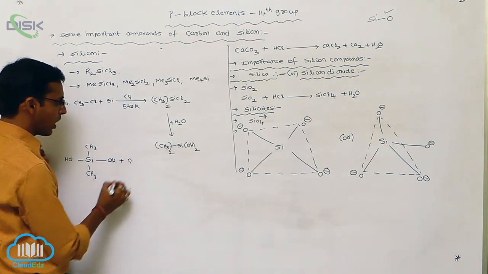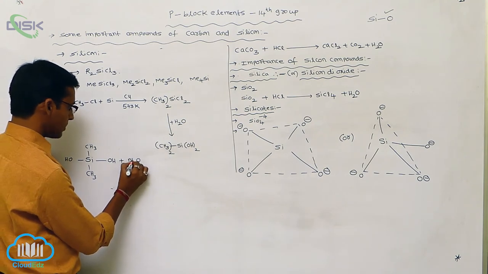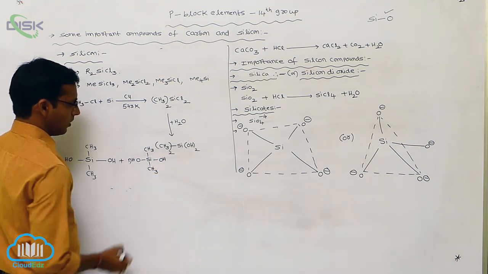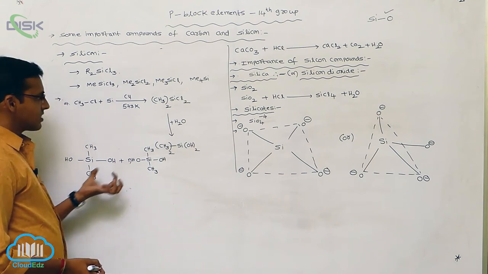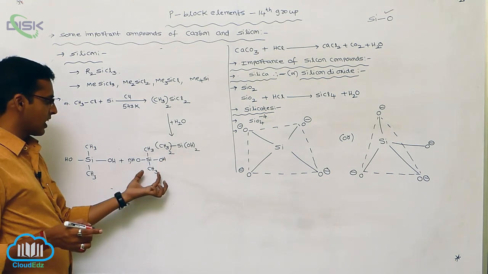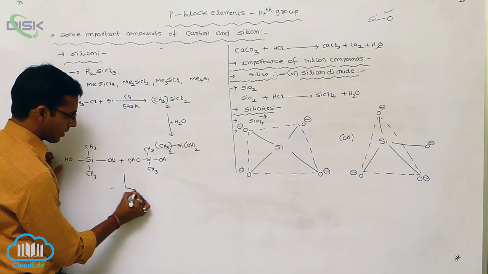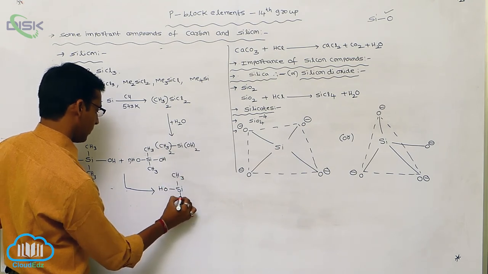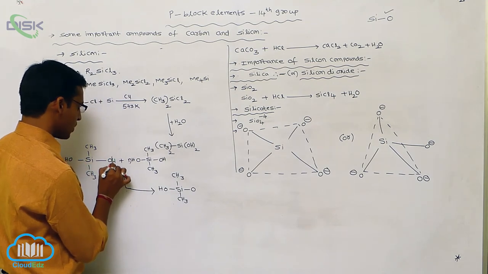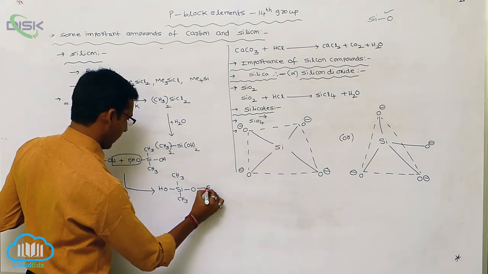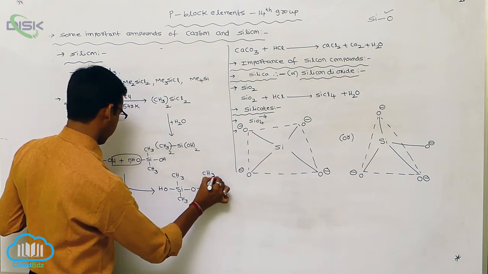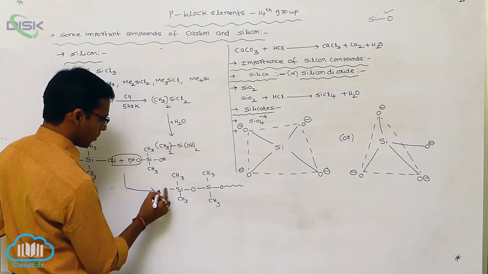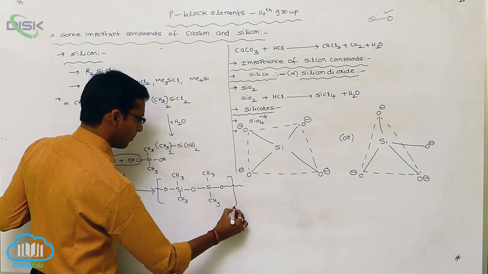This is reacted with n moles of the same reactant, that is HO, Si, CH3, CH3, OH. This forms a polymer, with elimination of water molecules taking place. It forms Si, CH3, CH3, O, and again this linkage takes place, because it forms a polymer.